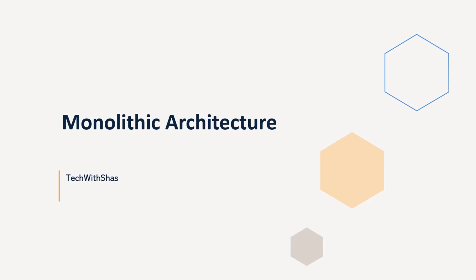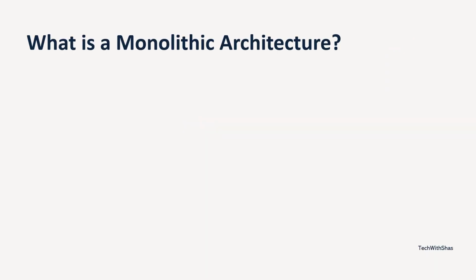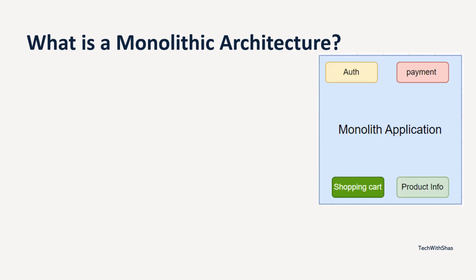In the series of various architectural pattern videos, this is the first video, which covers the monolithic architecture. So one question comes to our mind: what is a monolithic architecture? You can think of this architecture as one big unit which houses all the functionalities together in one place. So basically a single unit which houses all the functionalities.